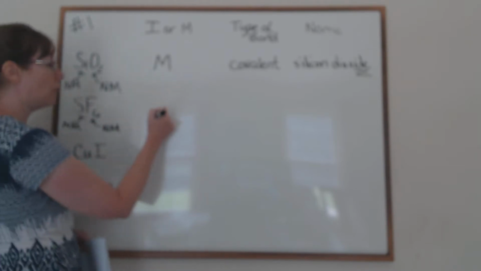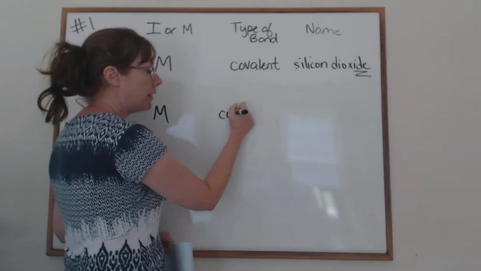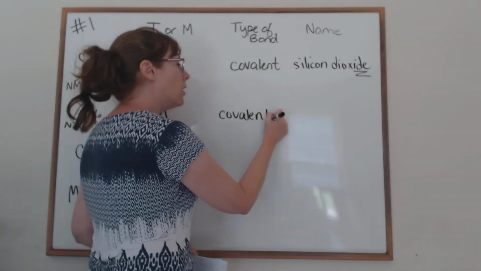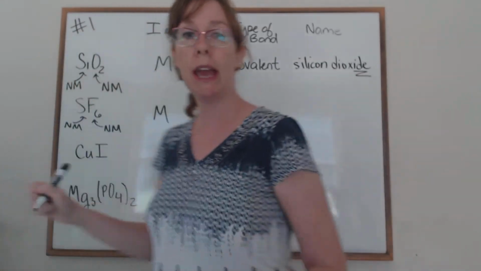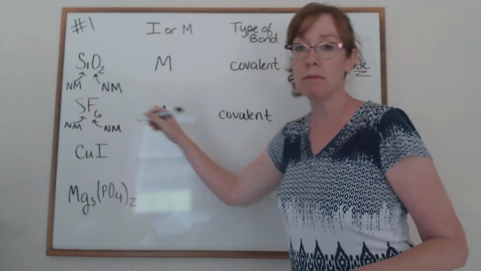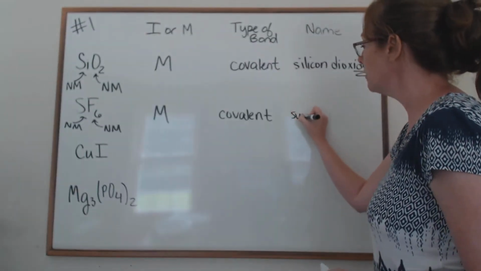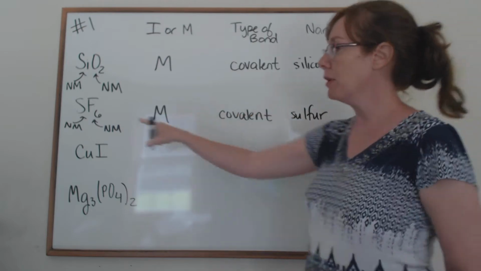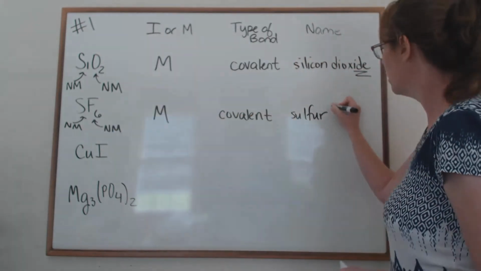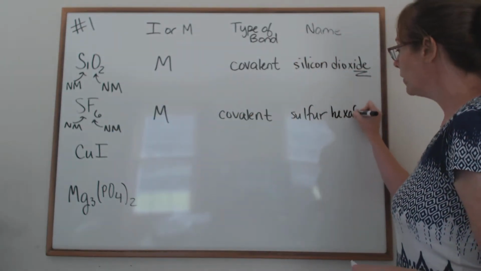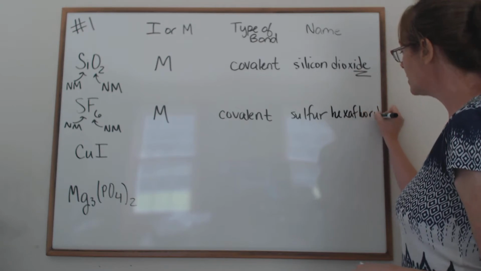Moving on to the second one, we've got another nonmetal in sulfur, and fluorine, also a nonmetal. So two nonmetals, so it's molecular, it's covalent bonding, sharing of electrons, and once again, prefixes, omitting mono on the first. So this would be sulfur, and then the prefix for 6, hexa, and then fluorine, but make it end in "ide," sulfur hexafluoride.